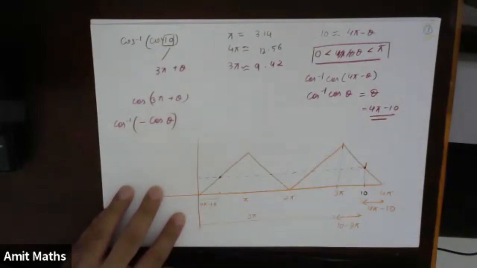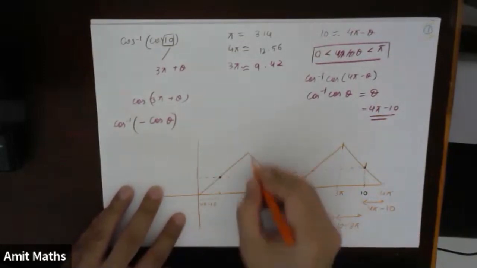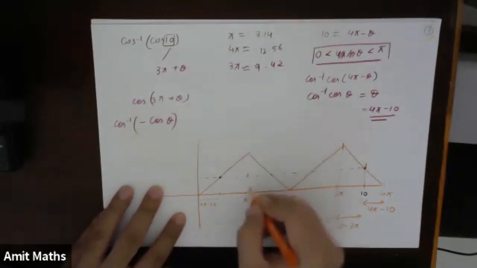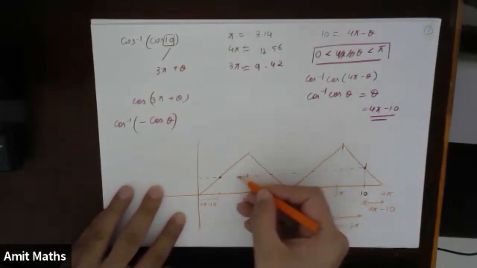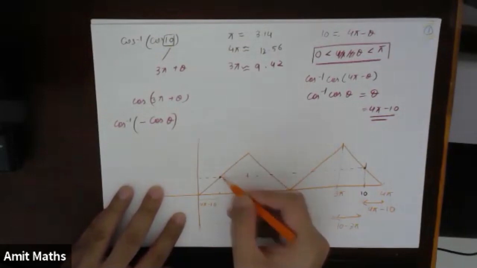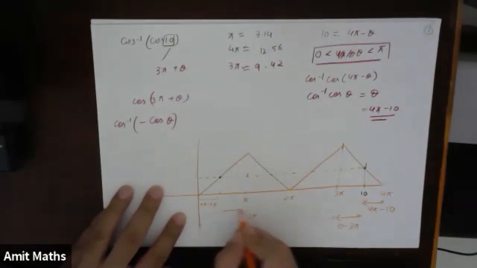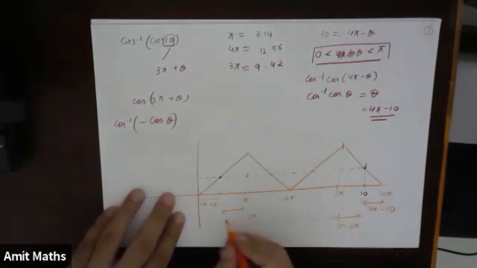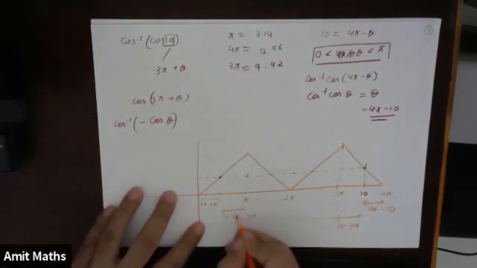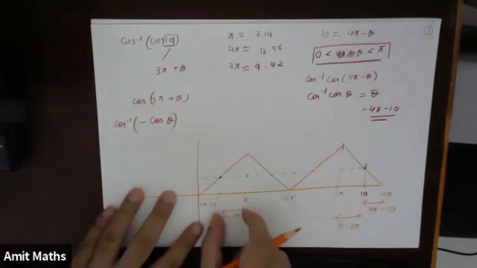Same thing will happen here also. So from the highest point, that is here it is pi. From pi, how much distance do I have to move? Again, this distance I will have to move 10 minus 3 pi. So from here till here we have to move 10 minus 3 pi.